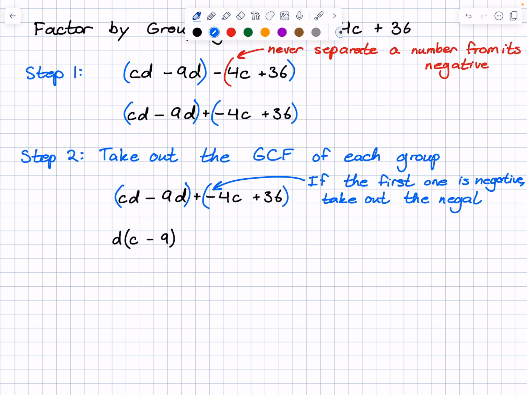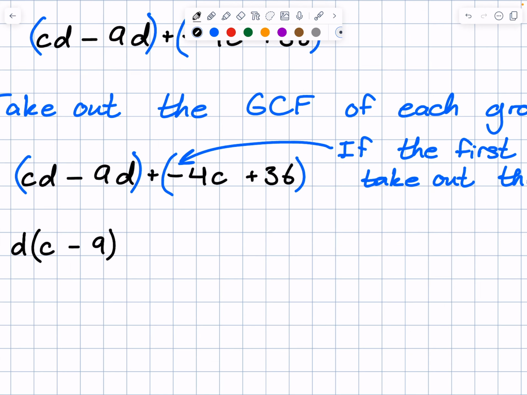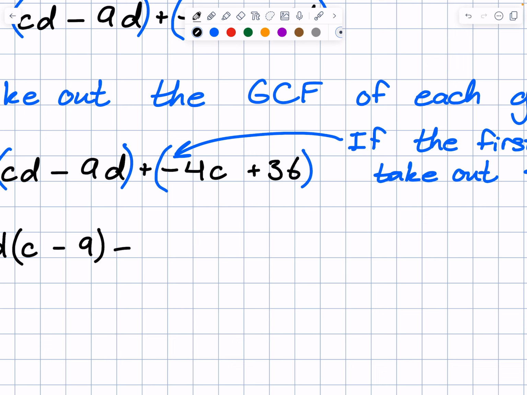And when I say take out, I mean divide. I always mean divide for this section. So I'm going to take out the negative. And then I'm going to ask myself, what else do they have in common? Well, both 4 and 36 are divisible by 4. So I'm going to take out a negative 4. Then I'm going to write down what's left.